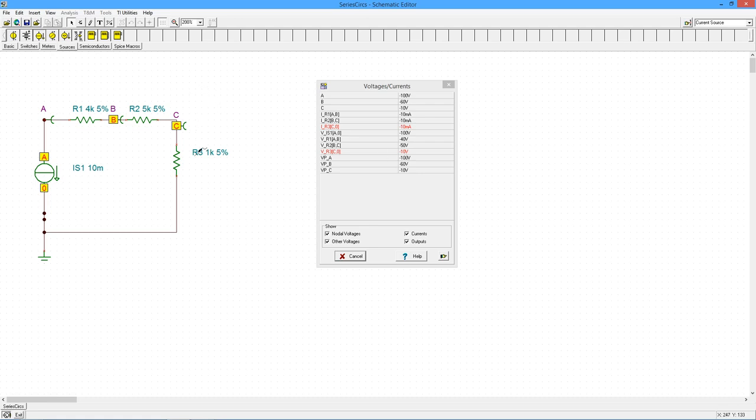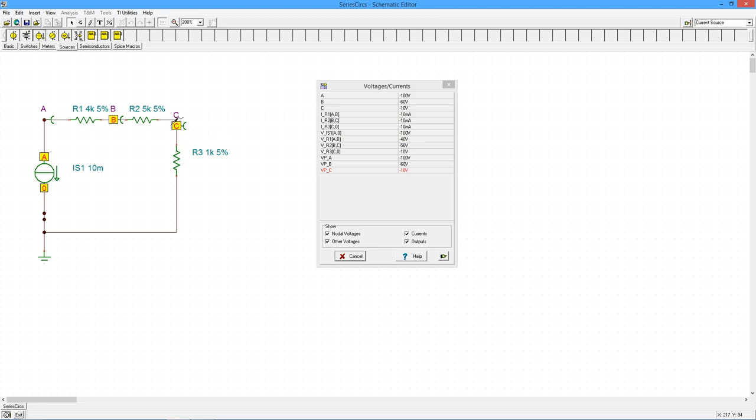Okay, it's negative because of the relative polarity. Now R2, 10 mils times 5K should give us 50 volts. And in fact, there it is. And 10 mils times 4K should give us 40 volts. There it is. And as I said, because it's going plus to minus, plus to minus, plus to minus, we should be getting all negative voltages, right? So this is coming up plus to minus, so this end is negative with respect to ground by 10 mils times 1K, by 10 volts. So VC should be negative 10 volts.